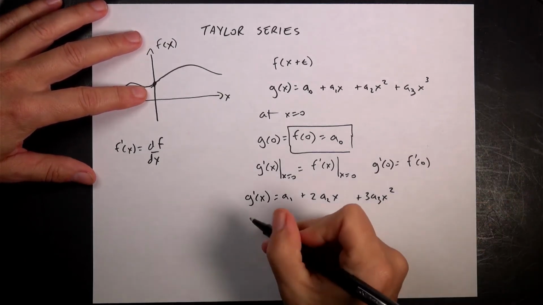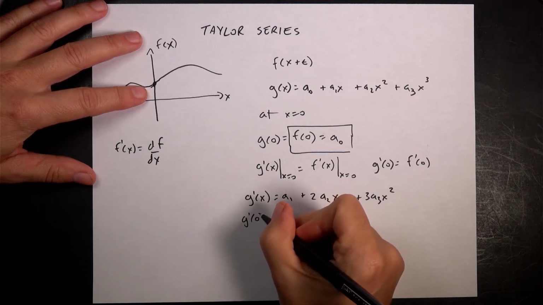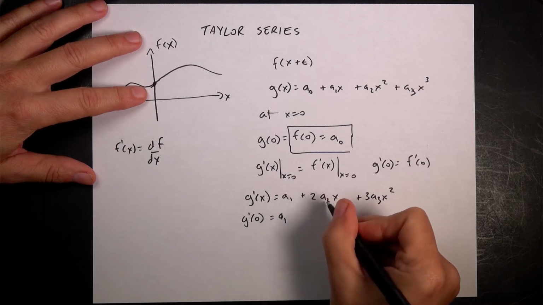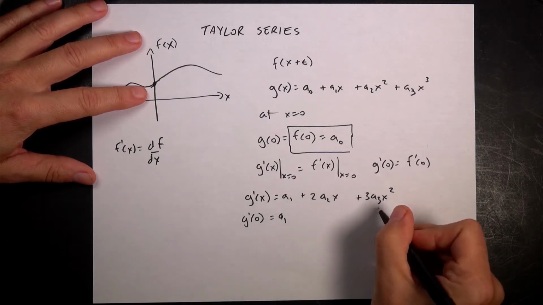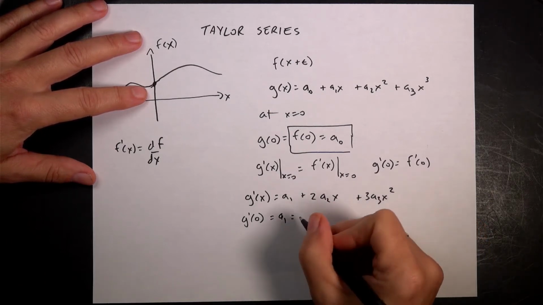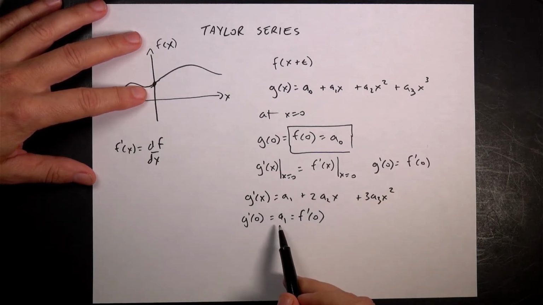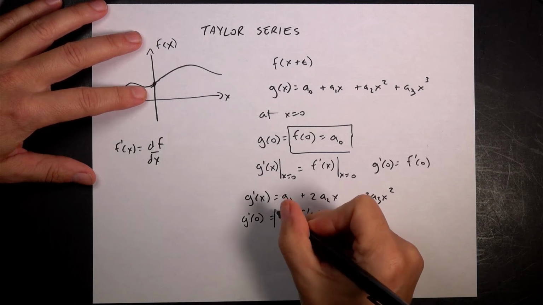Now if I do g prime of 0, I put in 0 for x, and I get a1 plus 0 because I'm putting in 0 for x there. So that has to be equal to f prime at 0, where I said that has to be true. So I know what a1 is.